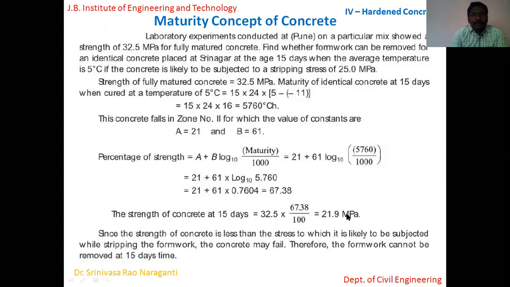That's what I'm saying. The formwork cannot be removed because the expected stresses are 25 MPa, but the strength gained by the concrete is only 21.9 MPa. So that's the statement you are saying. In 15 days' time, you cannot remove the formwork because the concrete will not be able to gain the required strength. This is how we find out the strength of the concrete at a given maturity.